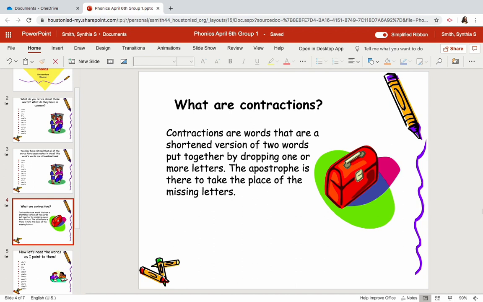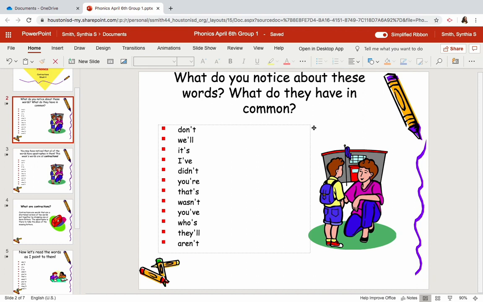Contractions are words that are basically a shortened version of two words that you put together. Okay? And when we put together those two words, we're taking off some of the letters. Okay? And in place of those letters, we're putting the apostrophe. I know that sounds very confusing. So, let me go back to the list so that I can talk about it.